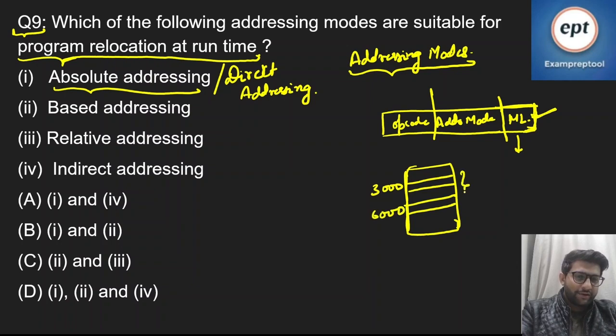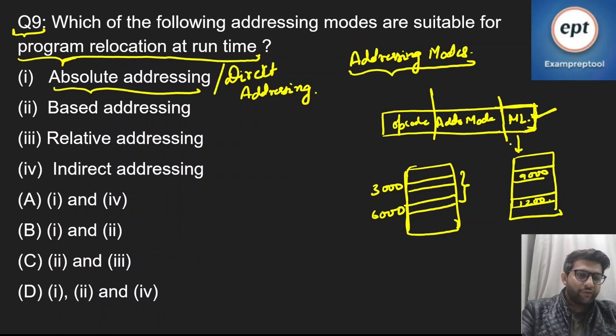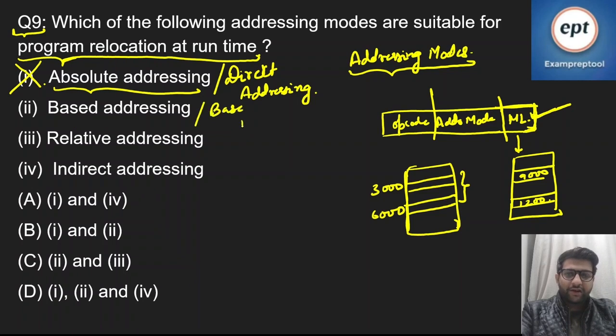Now, if we want to relocate this program from 3,000 and 6,000 to, let's say, 9,000 and 12,000, we will have to change the memory location of the operand for every different instruction. This will take a lot of time. So this type of addressing mode does not support program relocation at runtime.